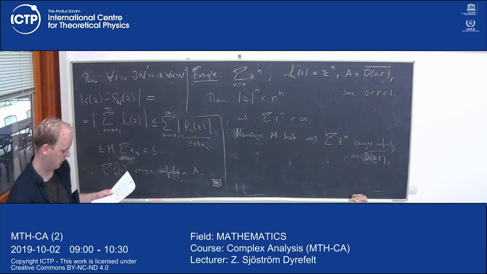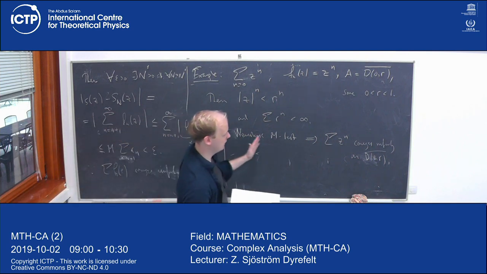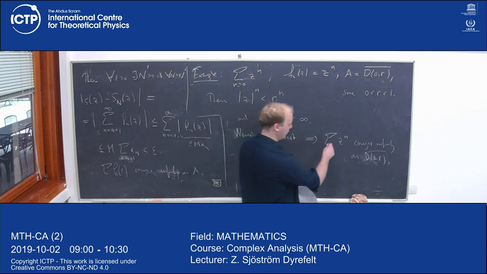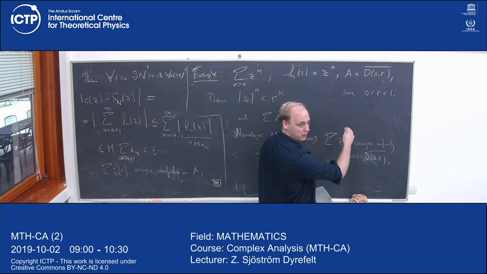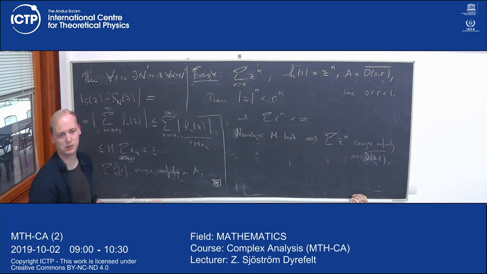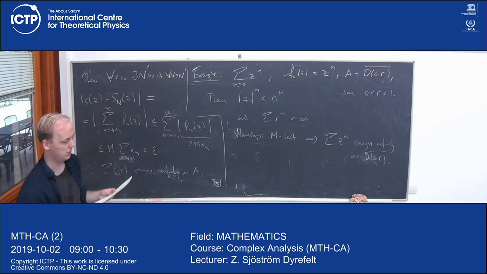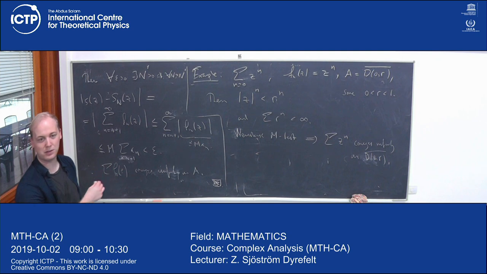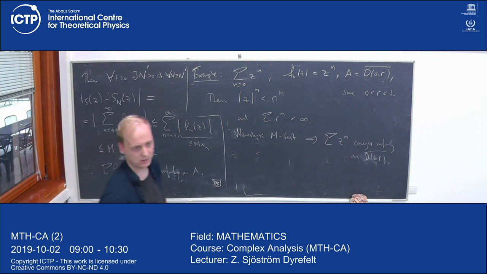So it converges to something, this limit exists. And since all of these partial sums, if I stop at any finite number, are continuous, the limit will also be continuous. Okay, so let me stop there. Next time we will continue seeing how we can rigorously differentiate these power series.